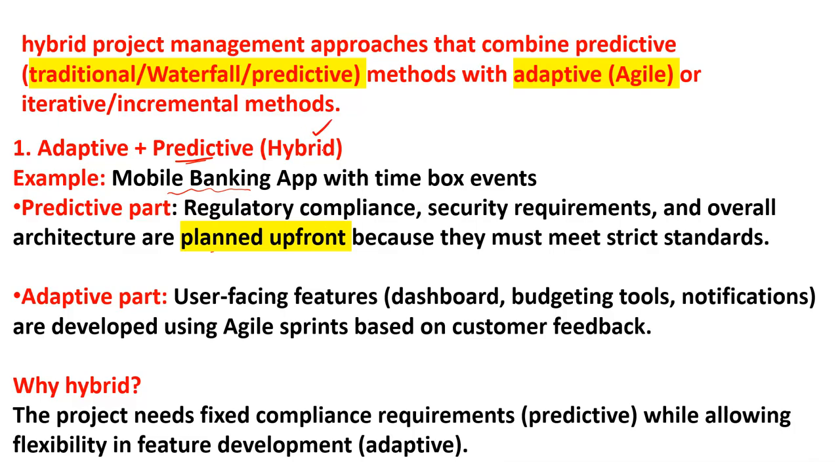But if instead of hybrid they are using predictive plus adaptive, predictive plus incremental, or whatever, here you have to select predictive. Keep in mind, predictive is mandatory for all the hybrids, plus adaptive because it is time boxed, right? So here I have written why it is hybrid. The project needs fixed compliance requirements, which is the predictive, while allowing flexibility in feature development, which is adaptive.